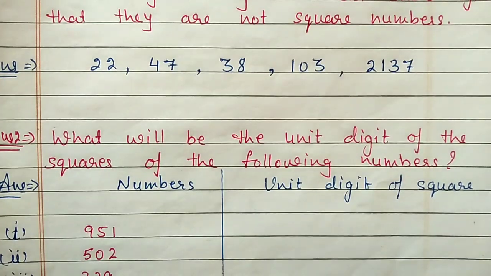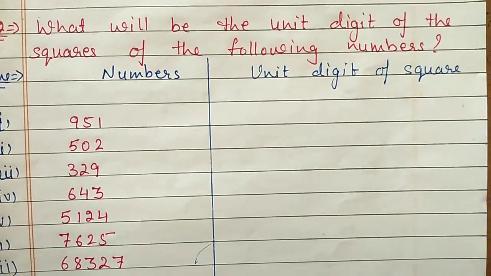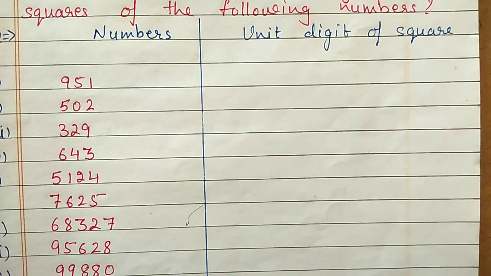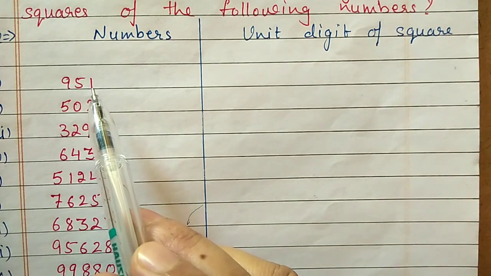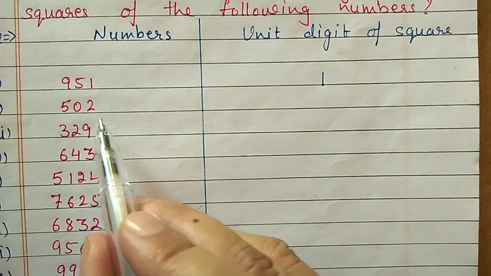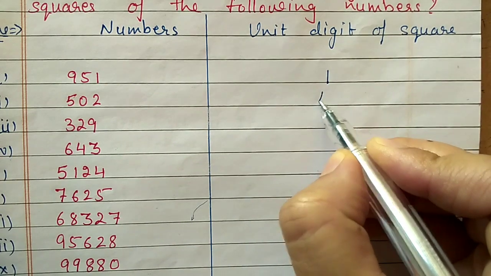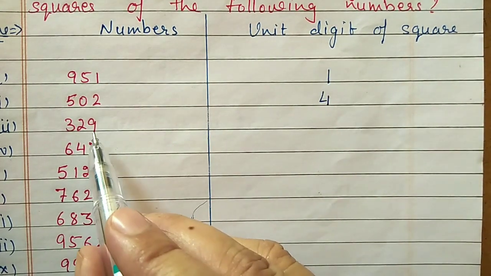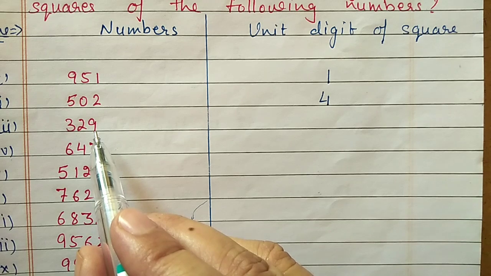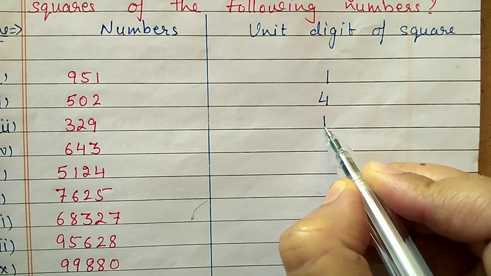Question number 2. What will be the unit digit of the square of the given numbers? The unit place we have to tell, and the numbers are given. So to find the unit place we will see only the unit place here. Here the unit place is 1. So 1 square is 1. So the unit place we will get is 1. In the second part the unit place is 2. So square of 2 is 4. So the unit place we will get is 4. In the third one the unit place is 9. 9 square is 81. So what we are getting at last? 1.